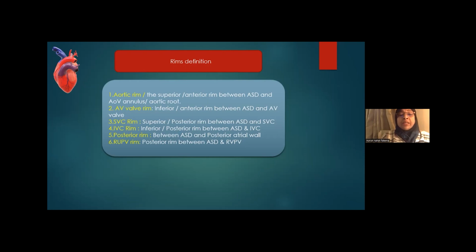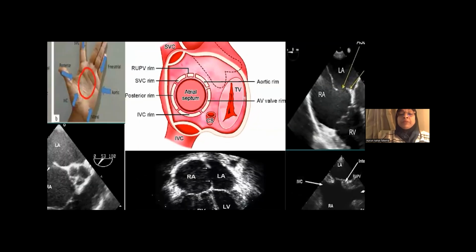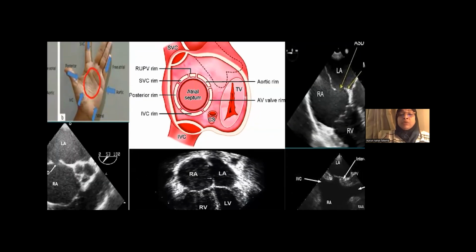Another rim is the right upper pulmonary vein rim, which is between the ASD and the right upper pulmonary vein. So these are the 6 important rims, and you can see here in the photograph how these look. The right upper pulmonary vein is the topmost one. And in the posterior side, I have mentioned there are 3 rims, superior SVC, IVC, and posterior, and anteriorly there are two, anterosuperior aortic rim, and the anteroinferior AV valve rim. And the IVC rim is directly inferior, and the right upper pulmonary vein is directly superior.